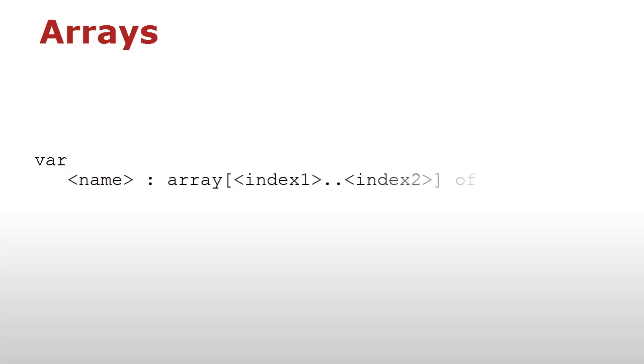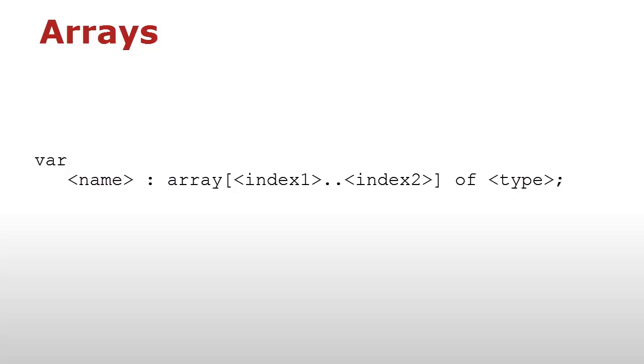You declare an array as var, then the variable name for the array followed by a colon, then the keyword array, and then between square brackets you put a range. Remember, a range is specified with a lower index and an upper index and two dots between. Then the data type.